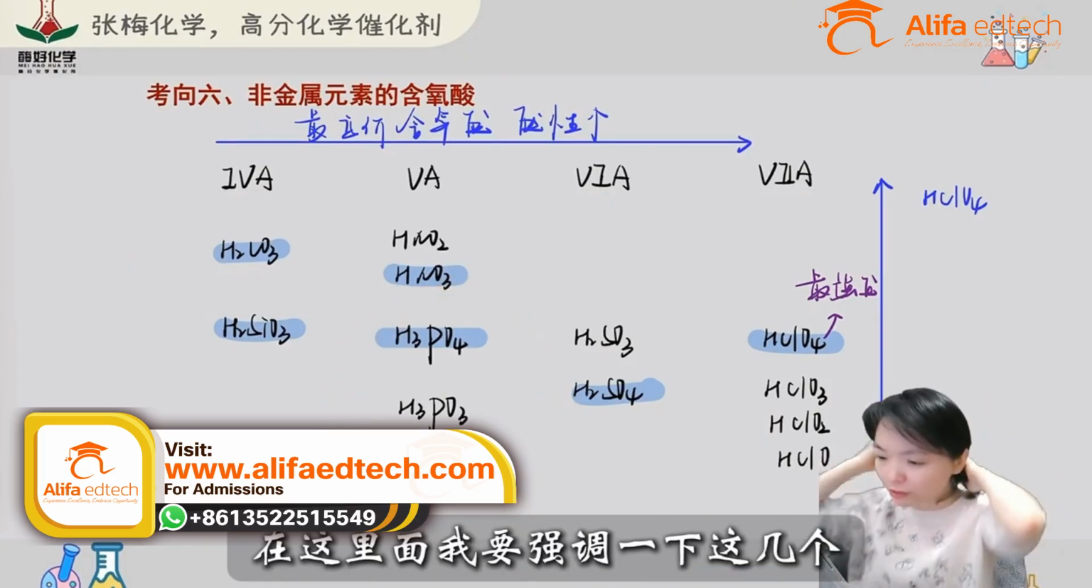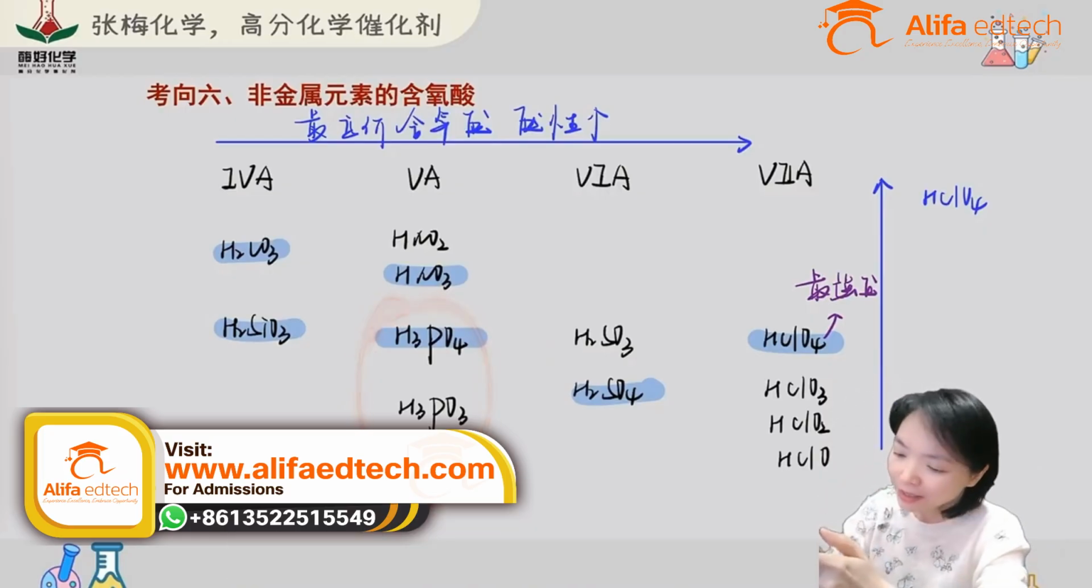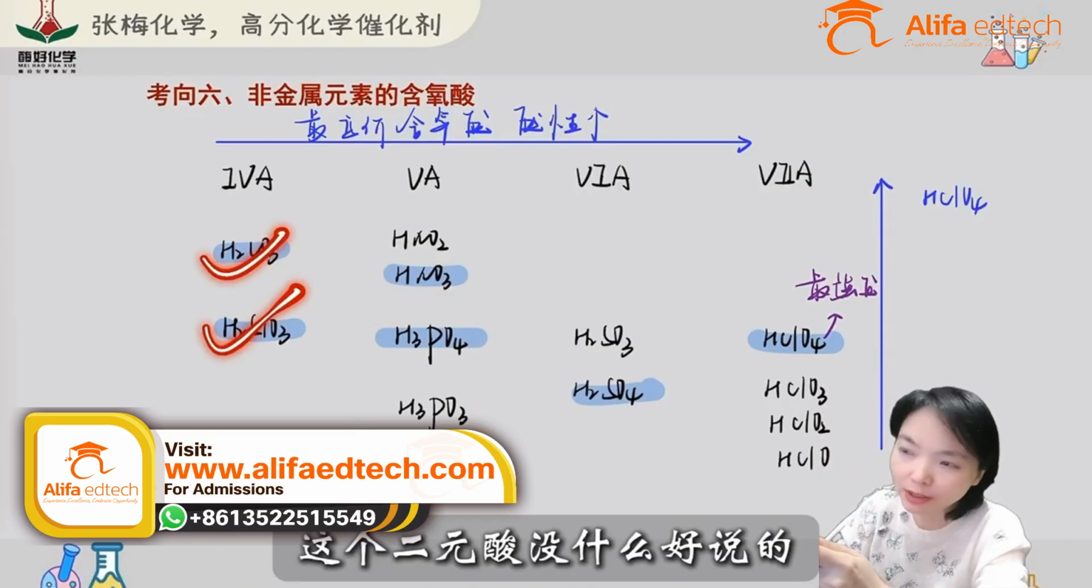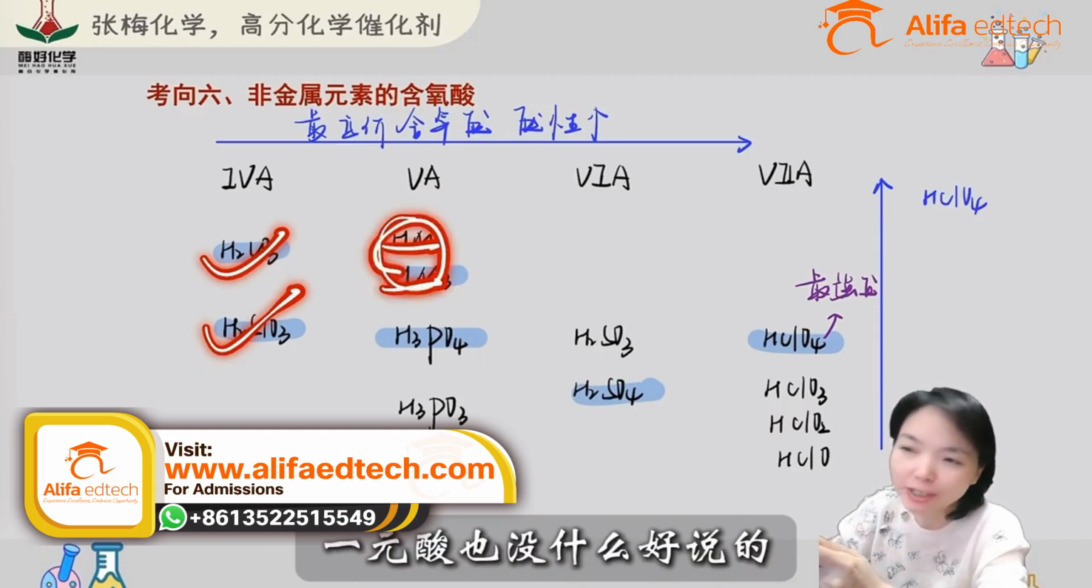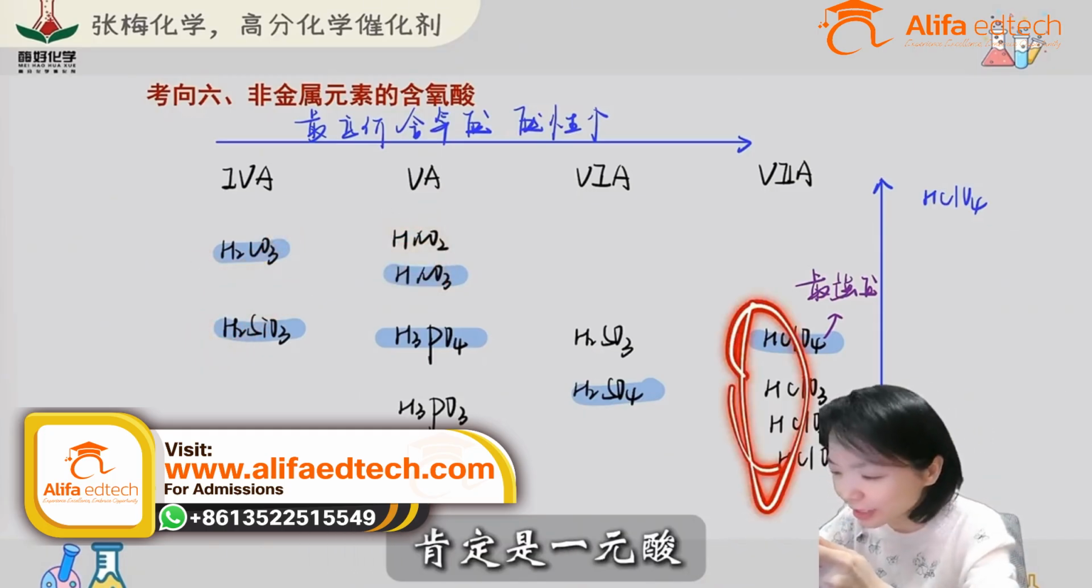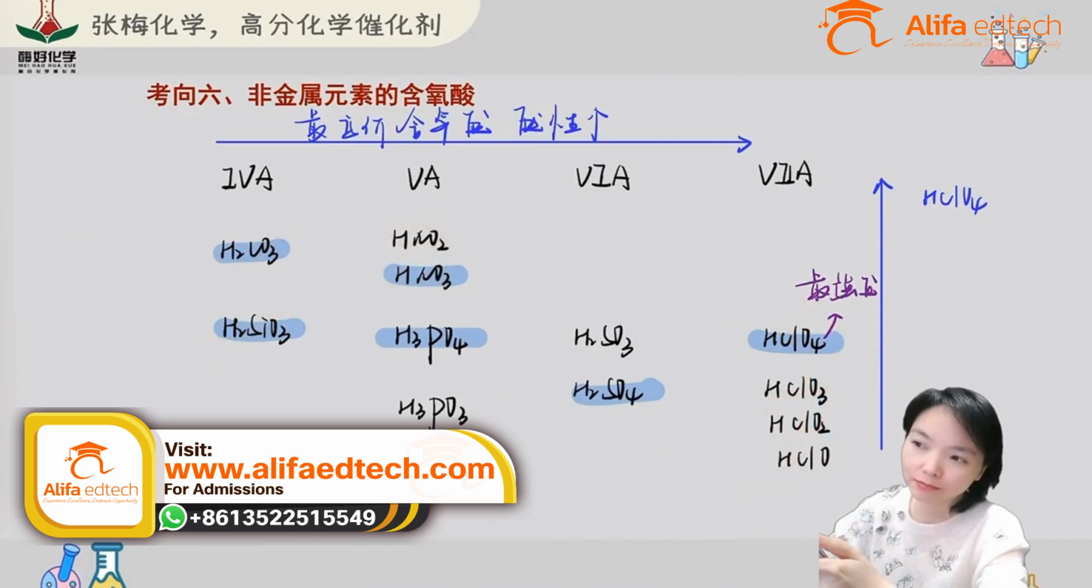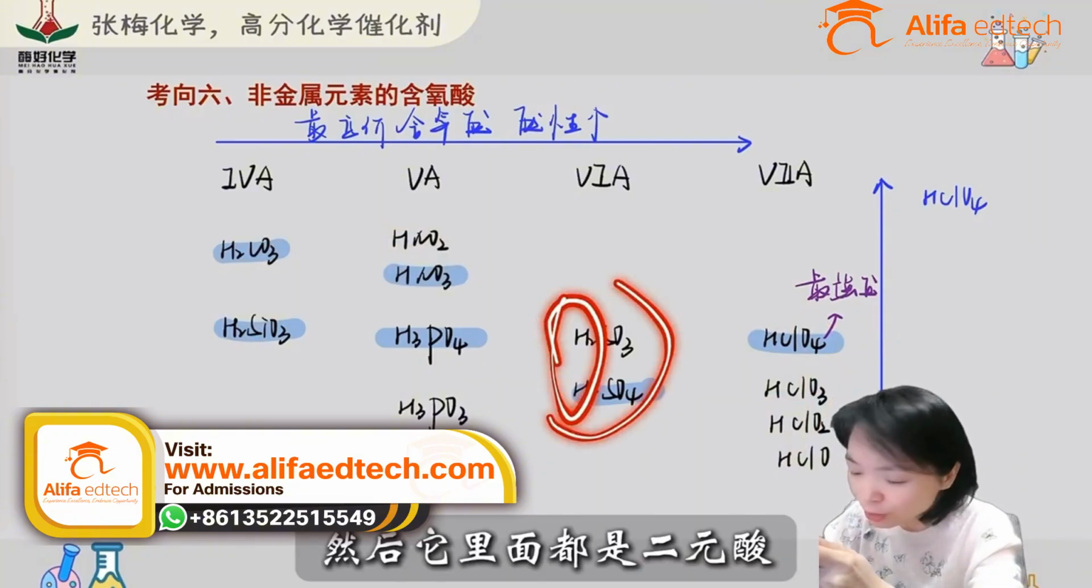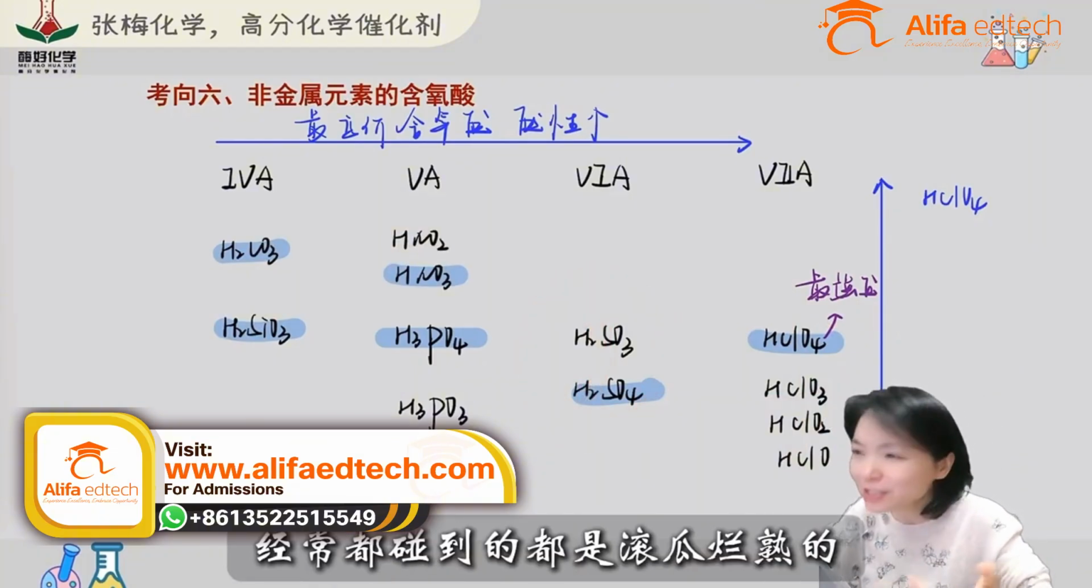Previously, the college entrance exam provided information about some acids. But after 2005, they stopped giving information. There's a saying, once tested, it's assumed known. So we need to understand the exam pattern, then I'll know how to explain it to you. Understand? Here, I want to emphasize these few.